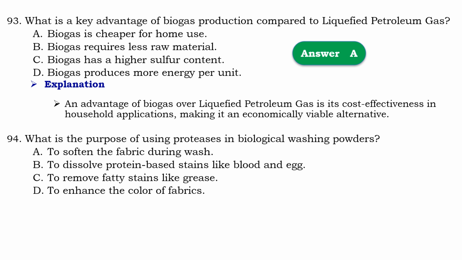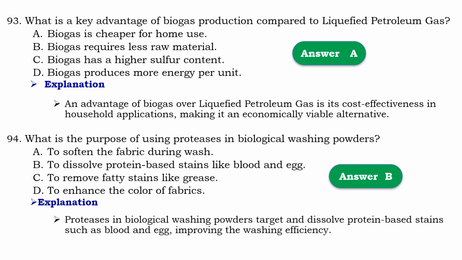So the answer should be B. To dissolve protein based stains like blood and egg. Means that protease in biological washing powder target and dissolve protein based stains such as blood and egg, improving washing efficiency.